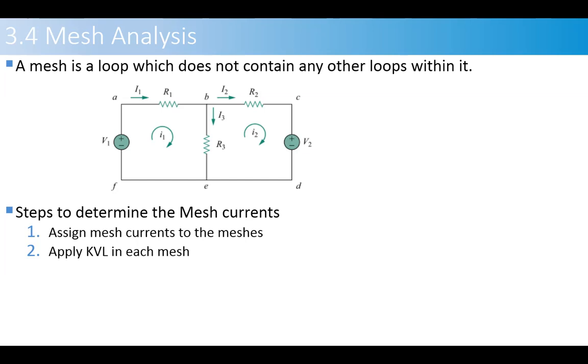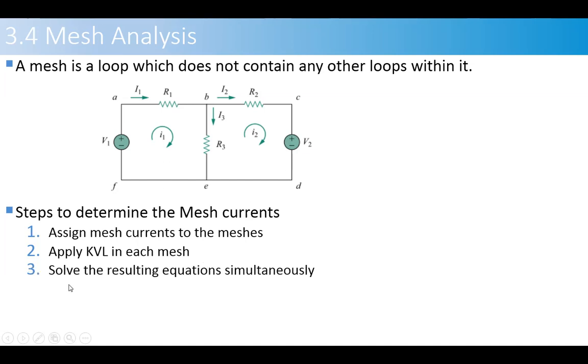Next we will apply KVL in each mesh. We'll see how many elements are connected in a certain mesh, apply KVL in that mesh, and then write down and simplify the equation. Similarly, we apply KVL to the second mesh, third mesh, and so on. So we'll obtain n simultaneous equations in variables I1 up to In.